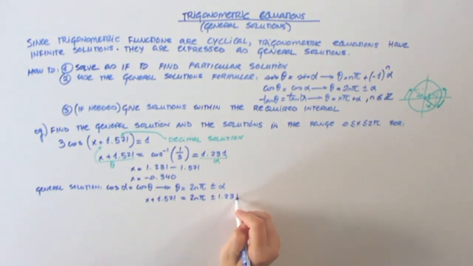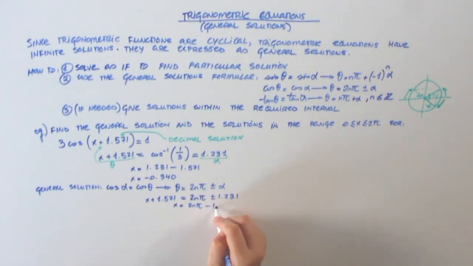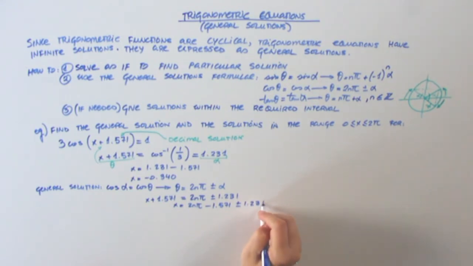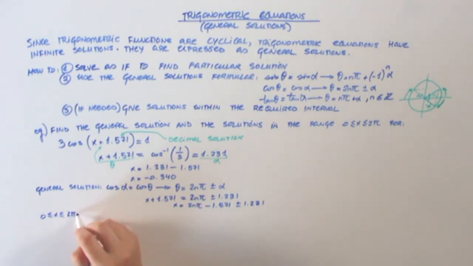And then I can pass this adding into a subtraction. And I got x equals 2n pi minus 1.571 plus or minus 1.231. Because they asked me for the solutions within a specific range, from 0 to 2 pi, I'm going to start substituting values of n. Remember, n is always an integer, and see what it gives me.